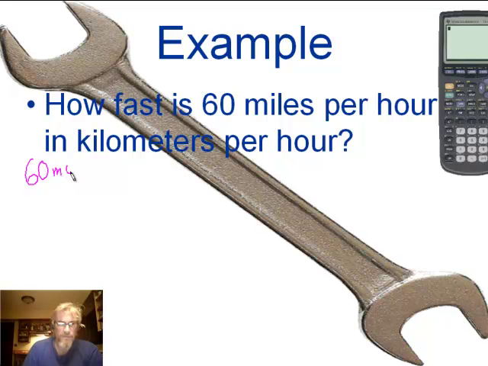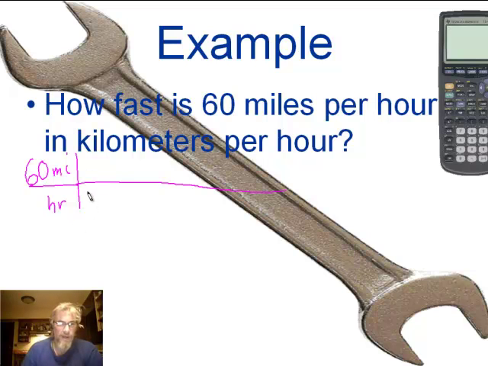60 miles per hour. Per always means divide by. This is a little convention of notation that I use. Makes it easy to do dimensional analysis. Instead of times or a dot or something like that, a vertical line means times, a horizontal line means divide by. I'm going to multiply by this factor.